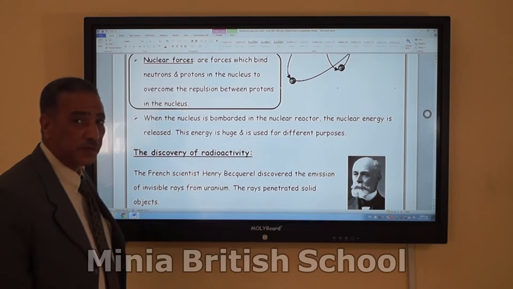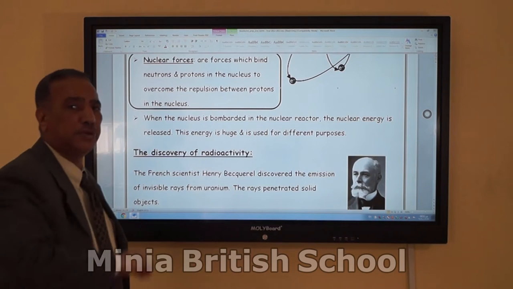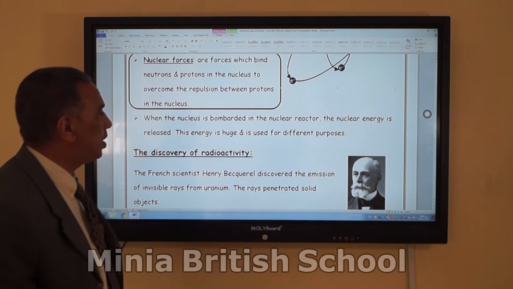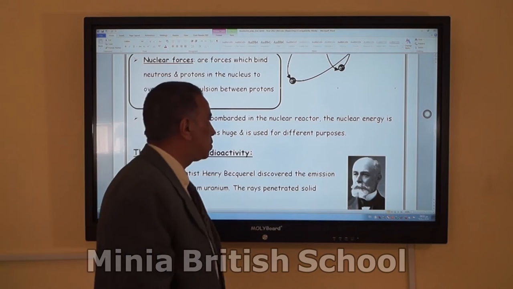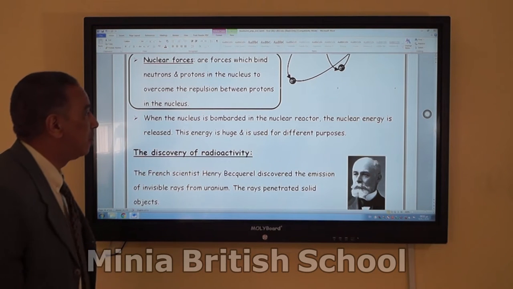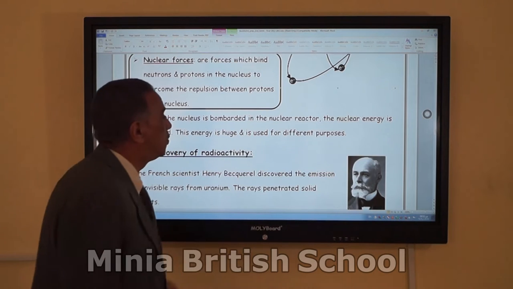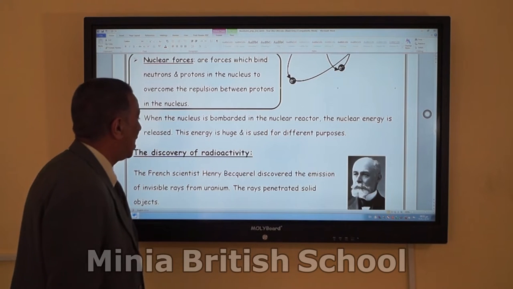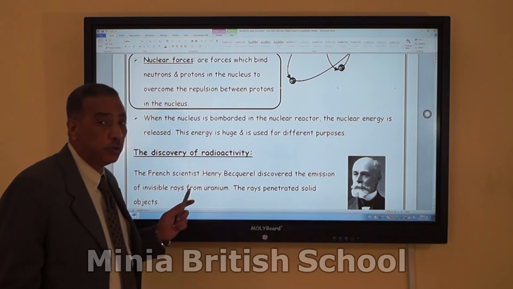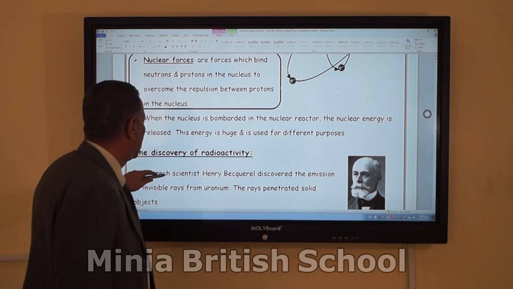When the nucleus is deformed and bombarded with a certain projectile, it produces a huge amount of energy from this nuclear force, and this energy is called nuclear energy. This amount of energy is huge, and we can use it for different purposes.